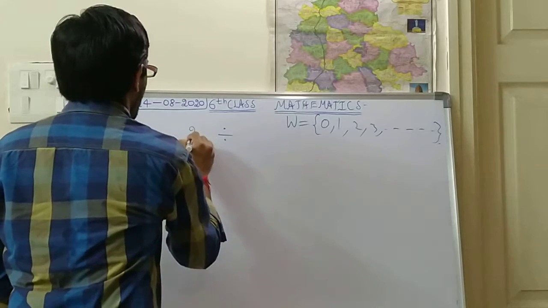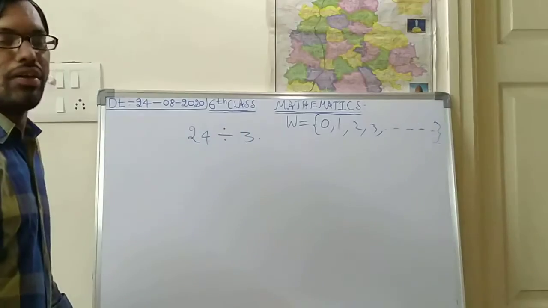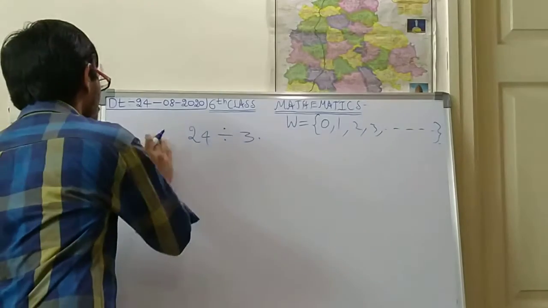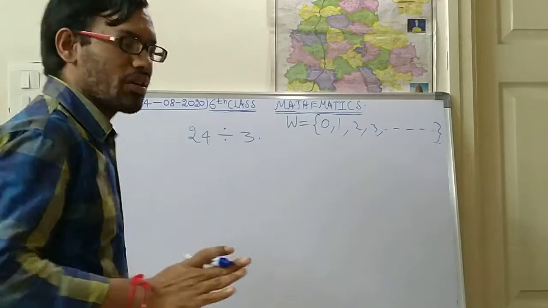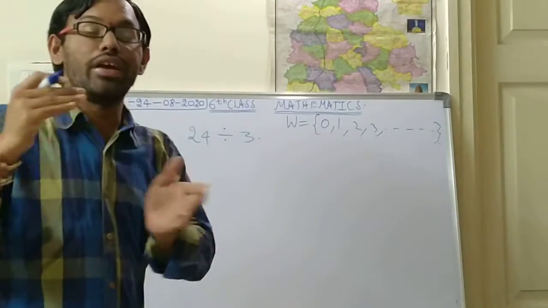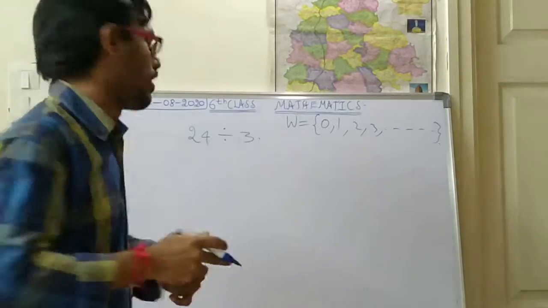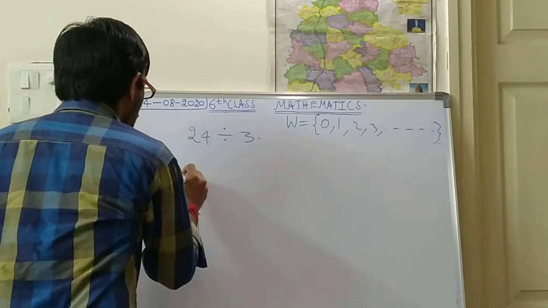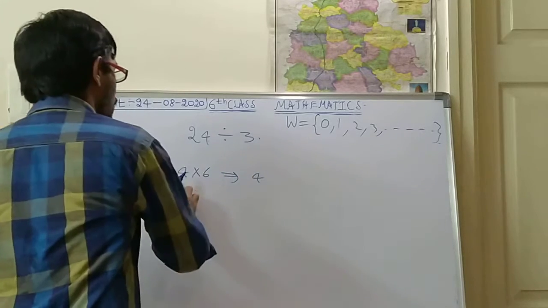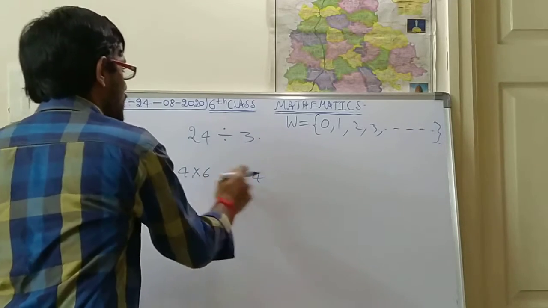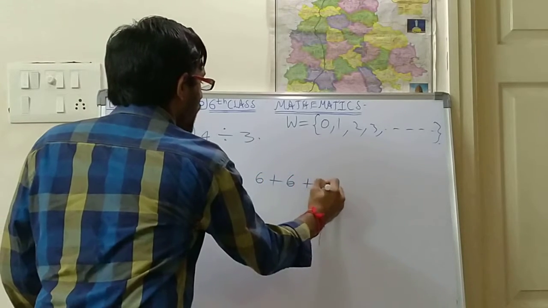Instead of 12 I am taking 24 divided by 3. Already you know the meaning of multiplication. Multiplication means repeated addition. Repetition of addition is called multiplication. That means 4 into 6, 4 times 6. So 6 you are adding 4 times.